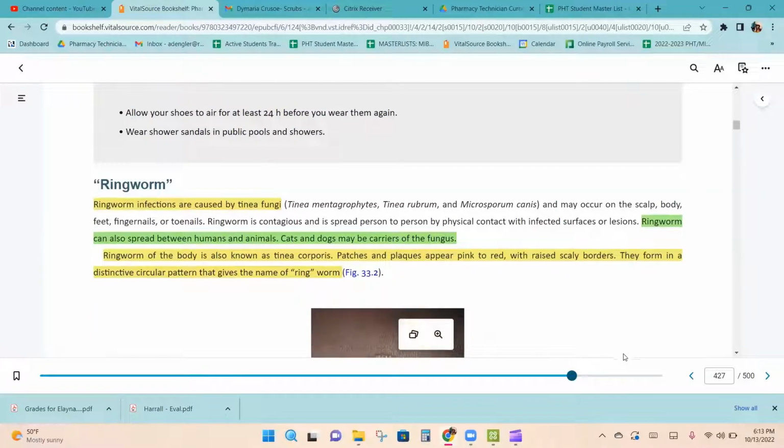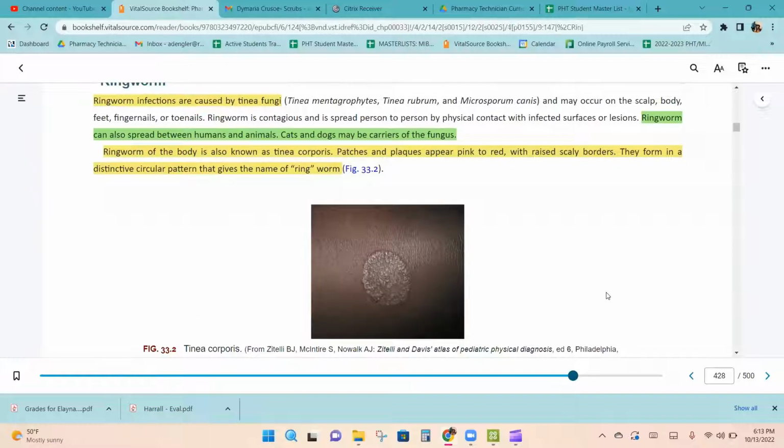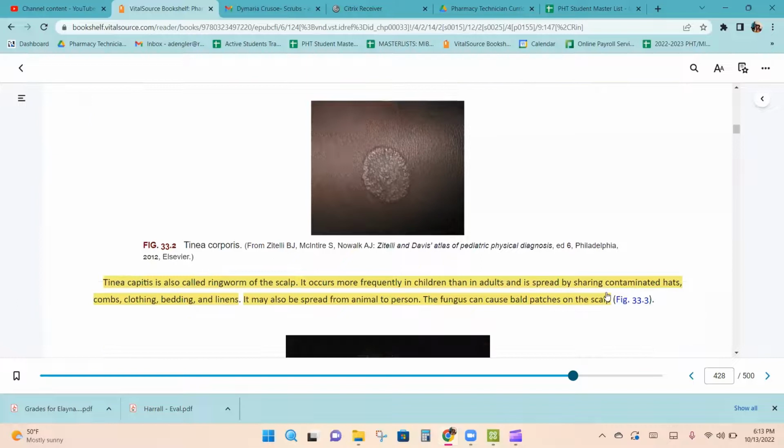Ringworm infections are caused by tinea fungi. Ringworm can also spread between humans and animals because it is contagious and spread by person-to-person contact physically with infected surfaces or lesions. Cats and dogs may be carriers of the fungus. Ringworm of the body is also known as tinea corporis. Patches and plaques appear pink to red with raised scaly borders. They form in a distinctive circular pattern that gives the name of ringworm. So figure 33.2 shows you what a ringworm lesion looks like.